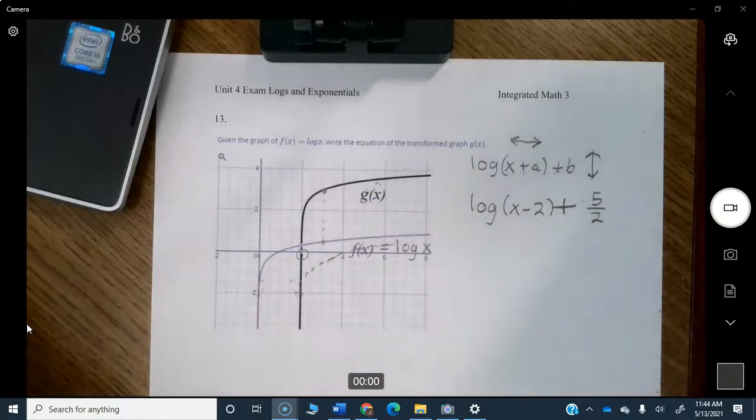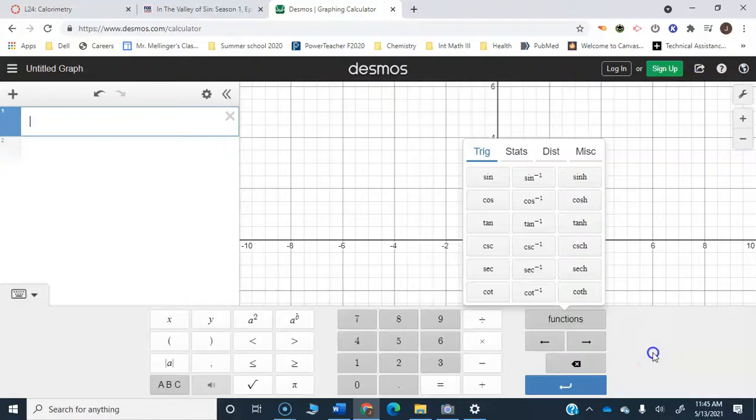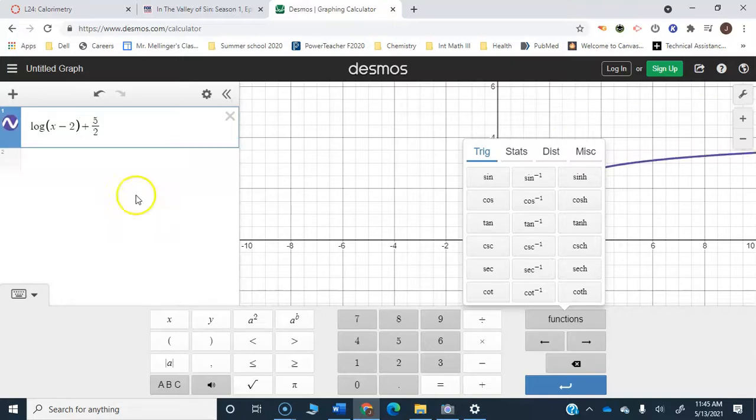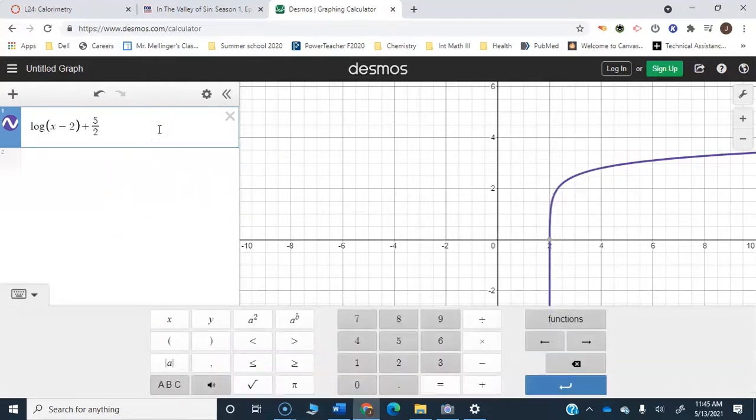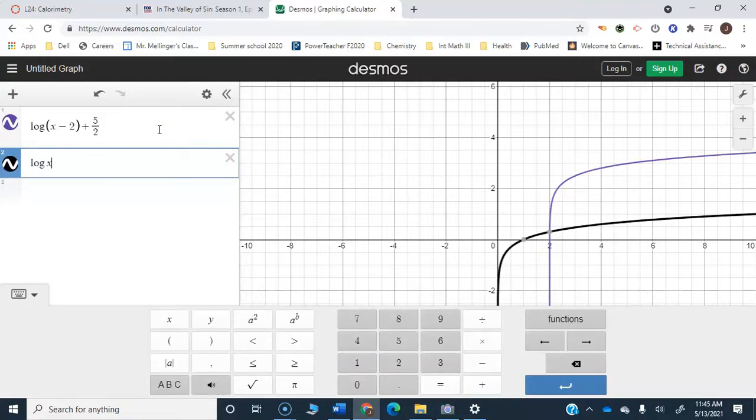Now you can do this on Desmos, so let's go ahead and do that. Actually, I can just type in the word log, parenthesis, x minus 2, close the parenthesis, plus, and I'm going to do it as a fraction, 5/2. Okay? And then I should also put the original function, which was simply log x. There it is. Okay, and if you look at your sheet, that's pretty much exactly what we have.